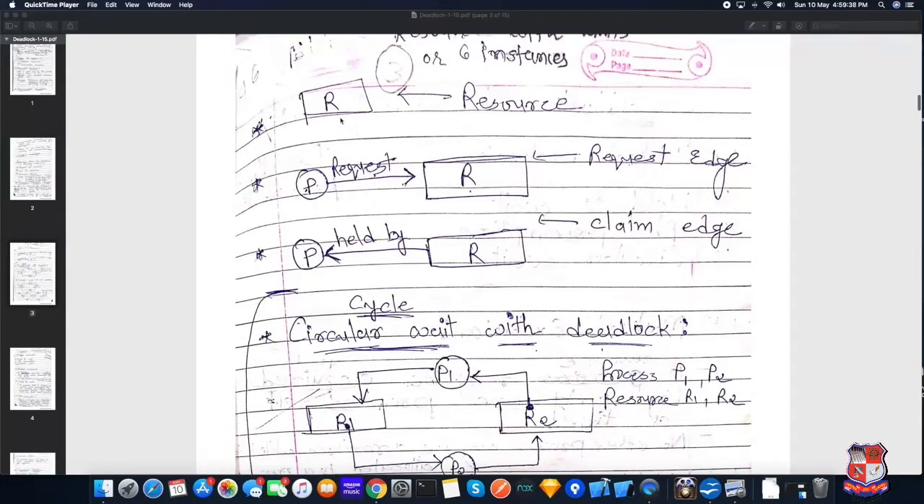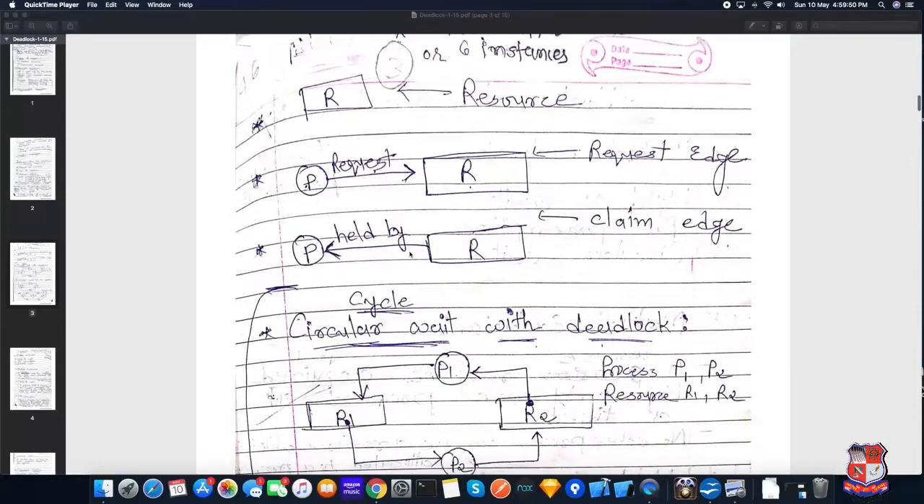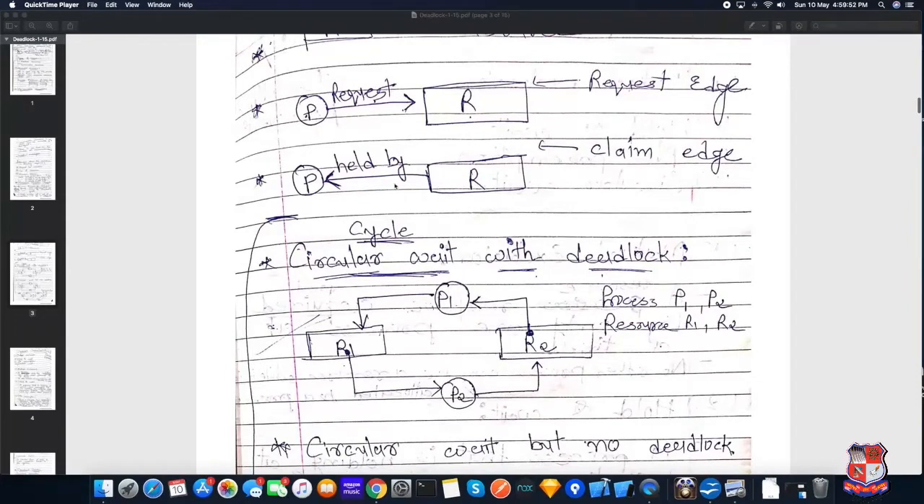My next point is, if P points to R, it indicates that P requests the resource R, and it is also called a request edge. And the next point is, if R points to P, it means resource R is held by process P, and it is also called the claim edge.